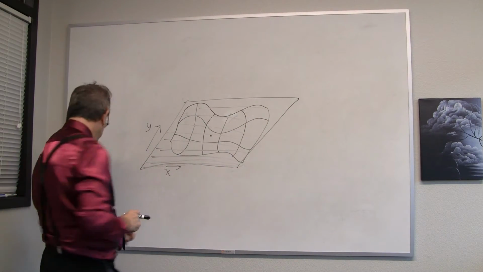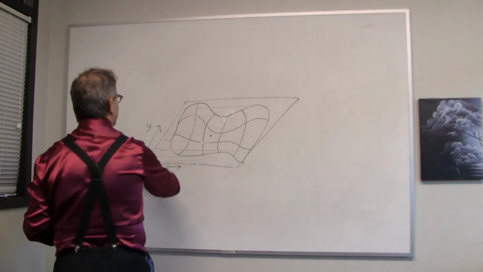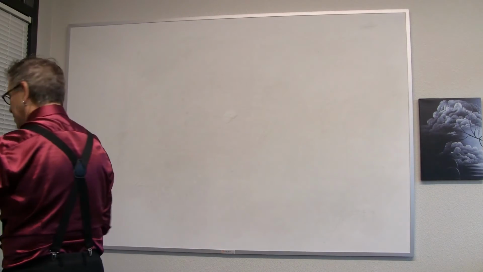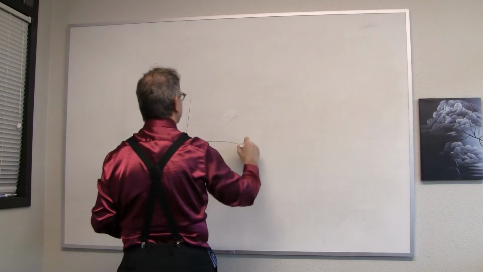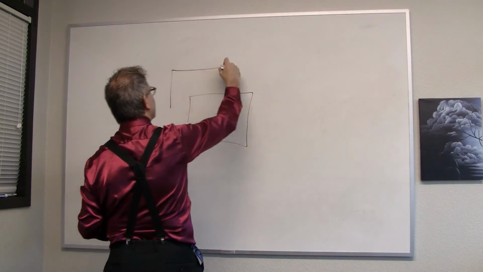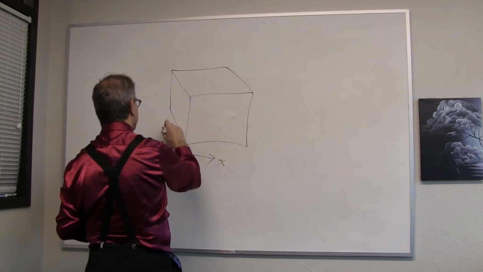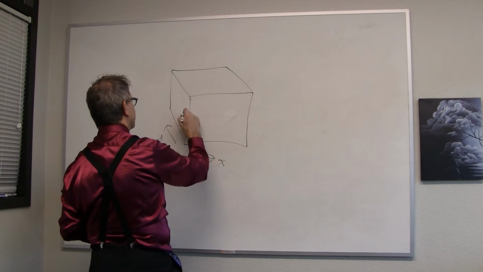All right, what about 3 dimensions? How do we code a function of 3 variables? Well, this is getting a lot harder now. So let's draw a 3 space. So here's x, here's y, here's z.